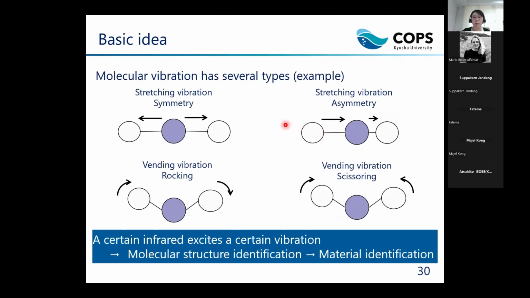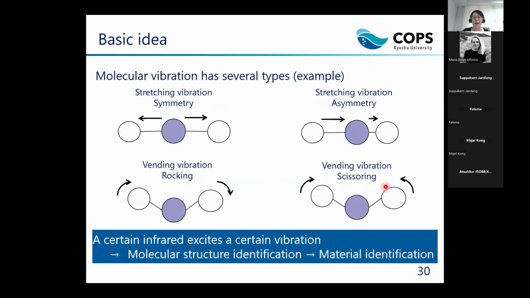And when the infrared radiates to the sample, you can see several molecular vibrations. These are just examples. For example, you can see stretching vibration with a symmetry motion. So this one is a molecular bond, and one molecule goes to the other side, and vibrates. And another one is here, asymmetric stretching vibration. And also you can see bending vibration, rocking or scissoring vibration.